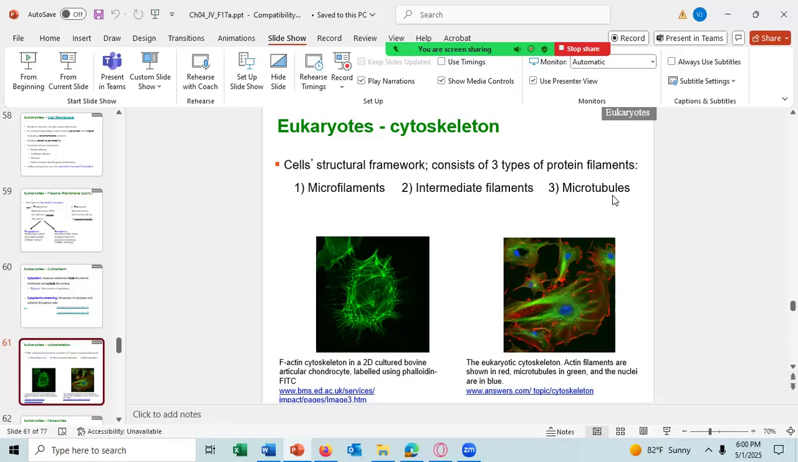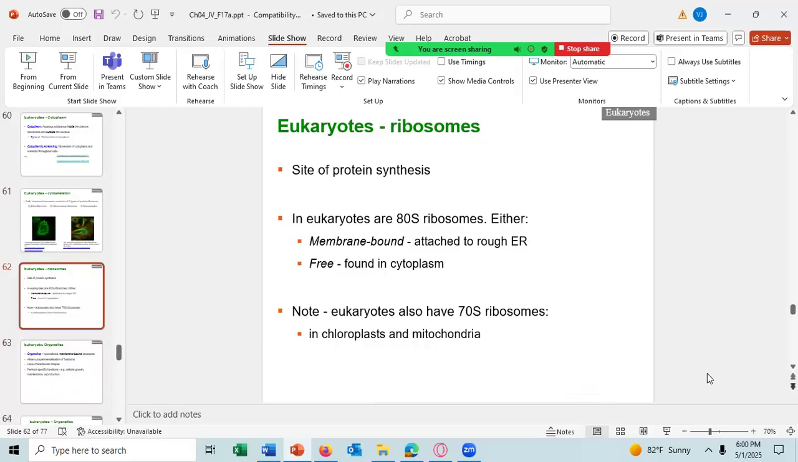So the cytoskeleton is made up of three different types of protein filaments. You don't need to know those, but just know the cytoskeleton is a very complex network making the backbone of the eukaryote cell. There is some cytoskeleton in a prokaryote cell, but it's much simpler, with much fewer proteins. I did mention the ribosomes of eukaryotes are larger. They're 80S in size.